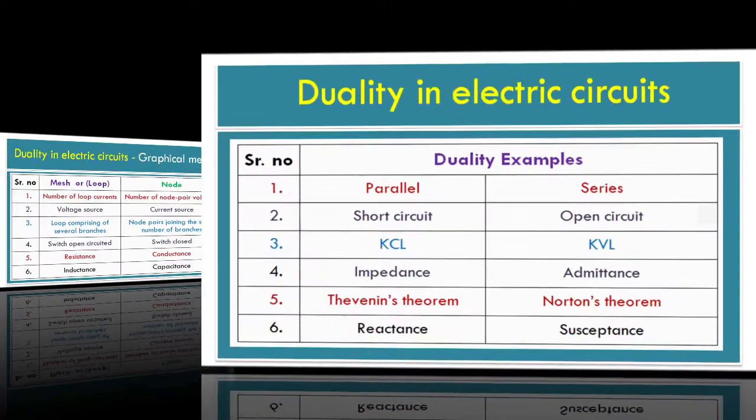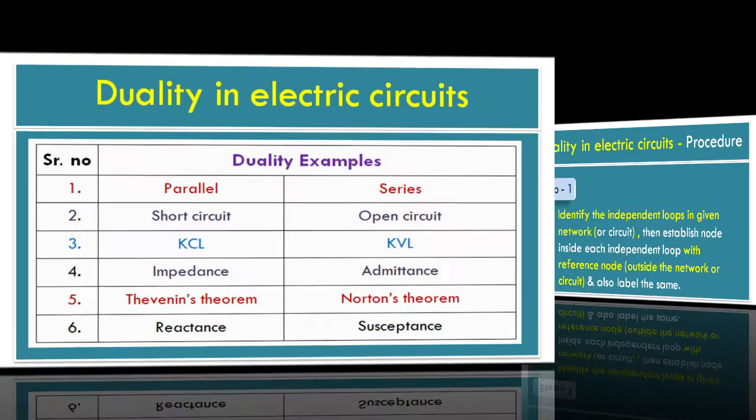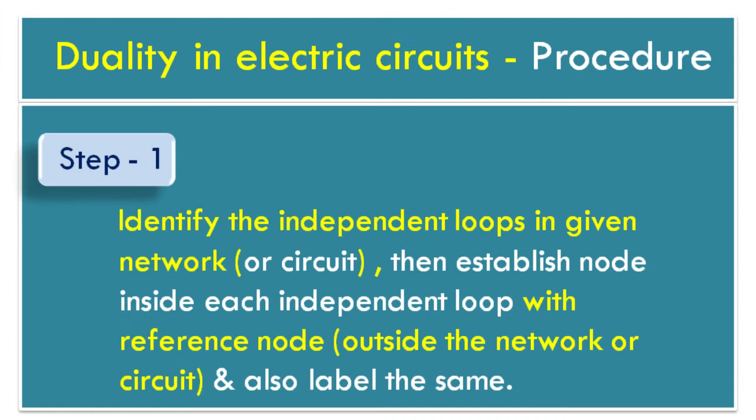Now see duality examples in electric circuits. Point 1. Parallel circuit is a dual of series circuit. Point 2. Short circuit is a dual of open circuit. Point 3. KCL is a dual of KVL. Point 4. Impedance is a dual of admittance. Point 5. Thevenin's theorem is a dual of Norton's theorem. And point 6. Reactance is a dual of susceptance. Up till now, we have studied important key terms, the statement of the duality concept and dual conversions with examples.